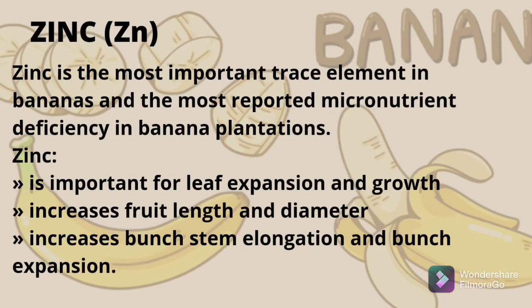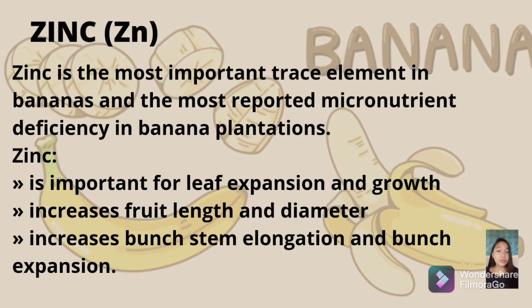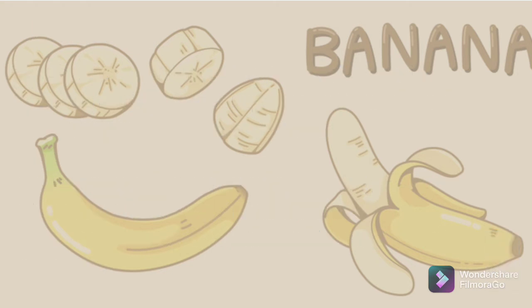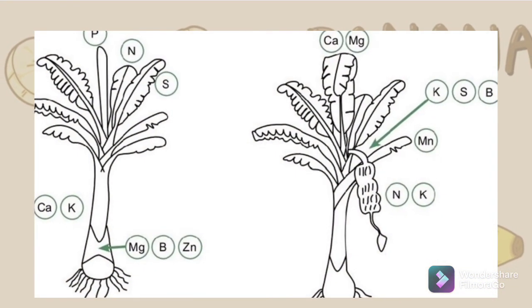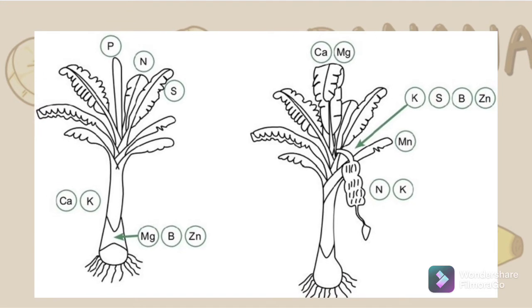And lastly, zinc. Zinc also is the most important trace element in banana production and the most reported micronutrient deficiency in banana plantations. It is also important for leaf expansion and growth. And also, it increases fruit length and diameter. These are the critical nutrients of a banana, where each nutrient has its part.